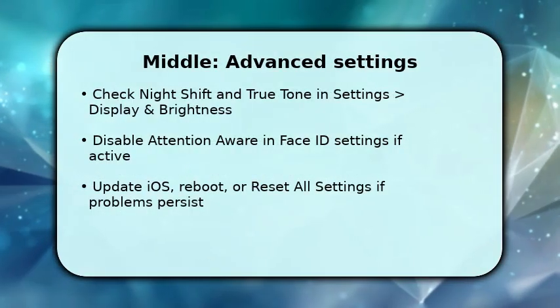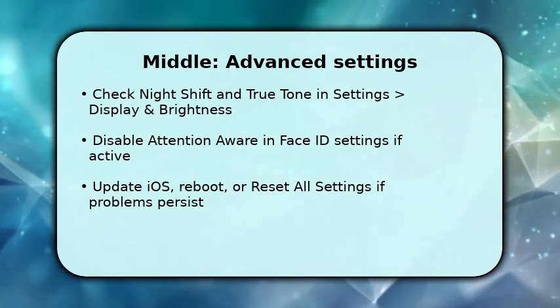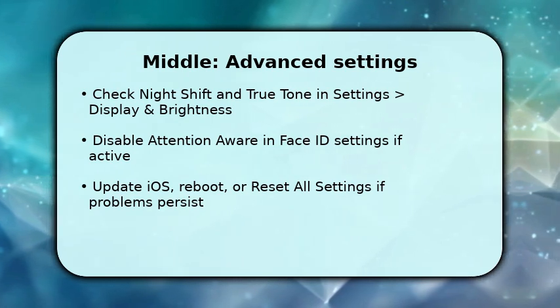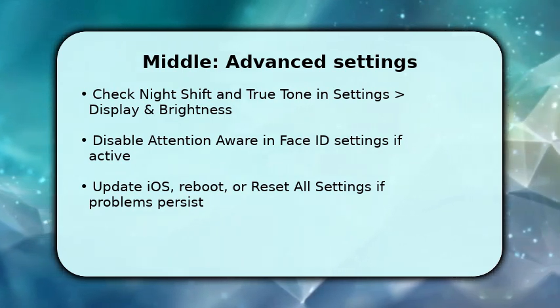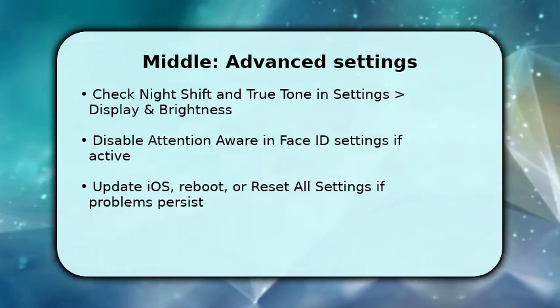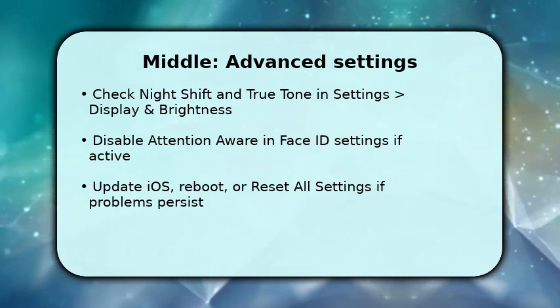Once the basics are set, move into the nuanced settings that often hide dimming behavior. Turn off Night Shift and True Tone to rule out color and warmth changes that feel like low brightness. If your iPhone has Face ID, disable attention-aware features because the device may lower brightness when it thinks you are not looking. Then update iOS and reboot.